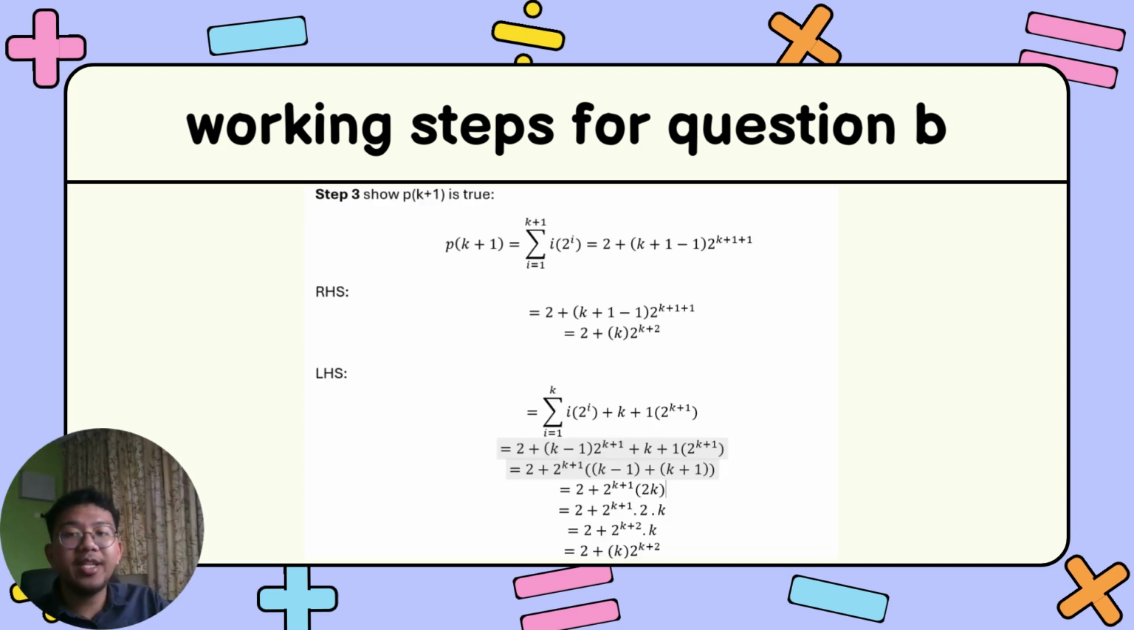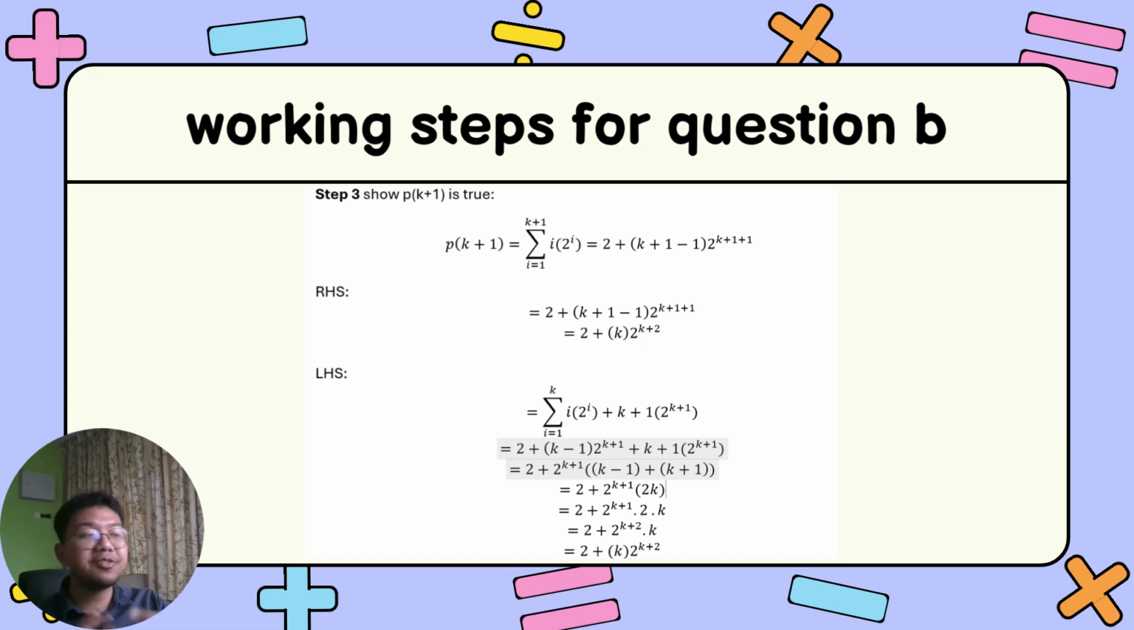Step 3, show that P(k+1) is true. So we need to substitute the value n with k plus 1. So it will be P(k+1) equals the summation from i equals 1 until k plus 1, i times 2 power of i, equals 2 plus (k plus 1 minus 1) times 2 power of k plus 1 plus 1. For the right hand side, all we need to do is just subtraction and addition, and we will get the final answer, which is 2 plus k times 2 power of k plus 2.